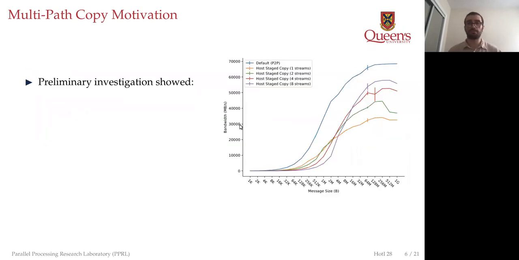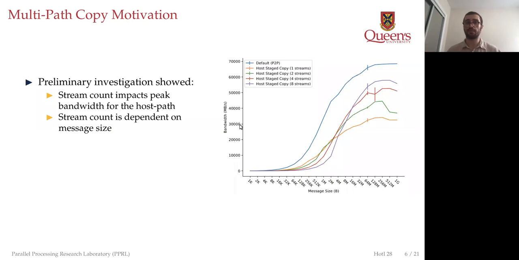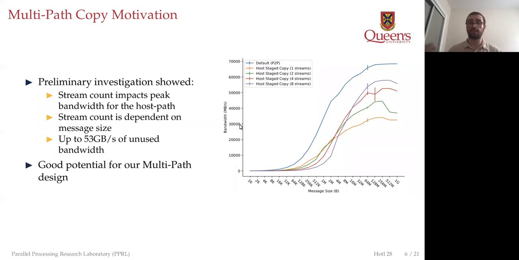So we did some preliminary investigation. In the blue line, you can see the default mechanism used by UCX. And in the colored lines, you can see just using a host stage copy, where we varied the number of streams that we use for that host stage copy. We saw that stream count impacts the peak bandwidth when using that host channel, and that the stream count is dependent on the message size. And we saw up to 53 gigabytes per second of unused bandwidth. So there is good potential for a multipath design.